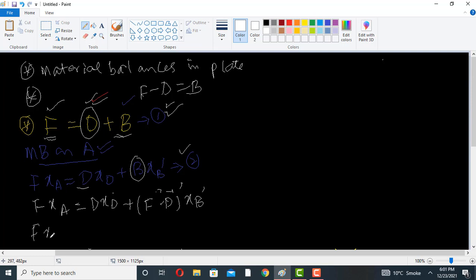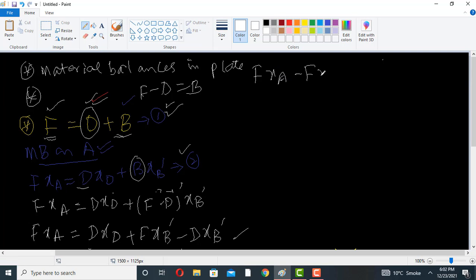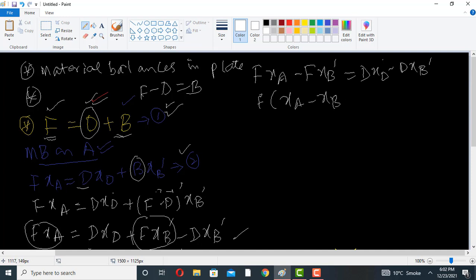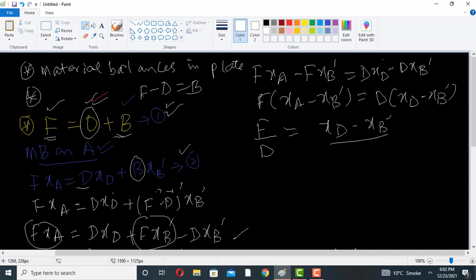Now further, F xA is equal to D xD plus F xB dash minus D xB dash. Further simplifying this equation, F xA minus F xB dash is equal to D xD minus D xB dash. So F times xA minus xB dash is equal to D times xD minus xB dash. So F divided by D, feed to distillate, is nothing but xD minus xB dash divided by xA minus xB dash.